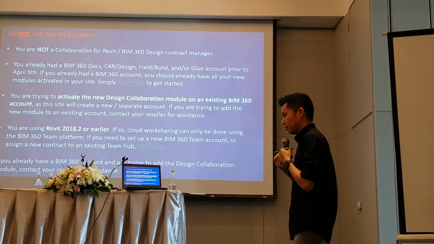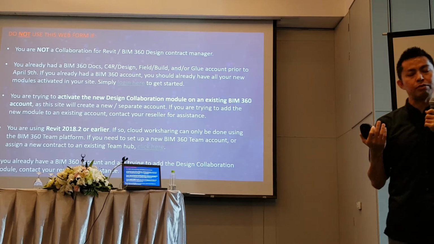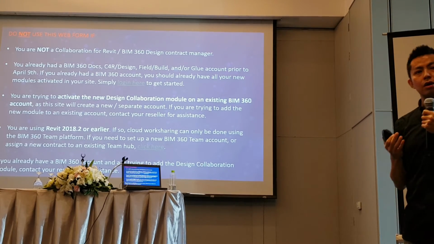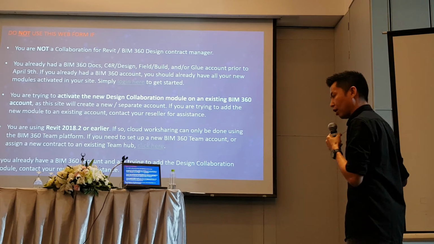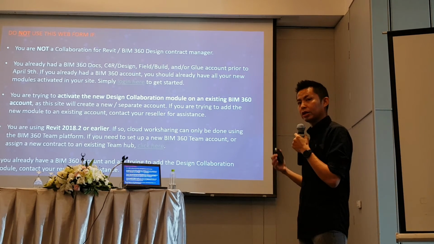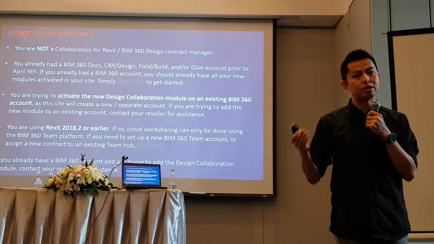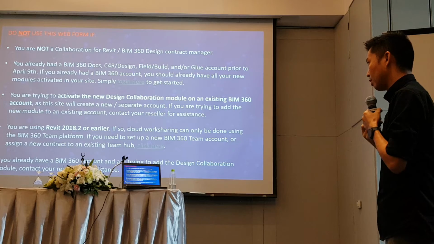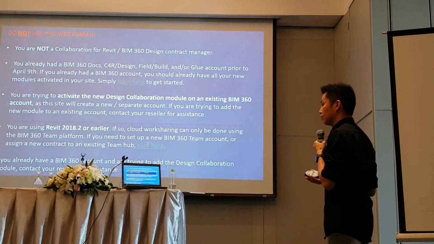Now, the third one: if you are using Revit 2018.2 or earlier, you don't need to activate your BIM 360 Design anymore, because you are using C4R. There's a different way to activate your C4R. Go back to the old ways: how you activate your hub, how you create your hub, and how you invite the BIM 360 Team in there. Those are the things you need to know.